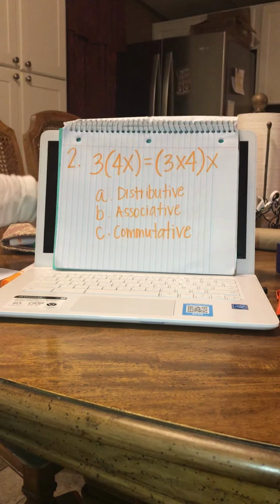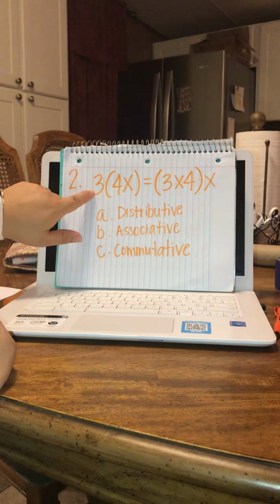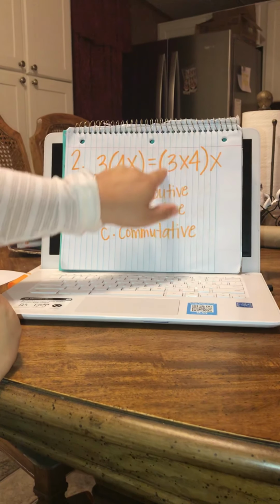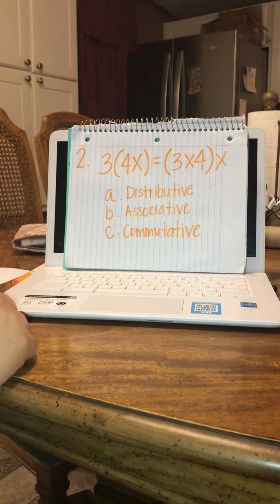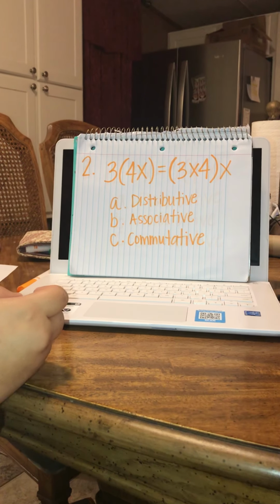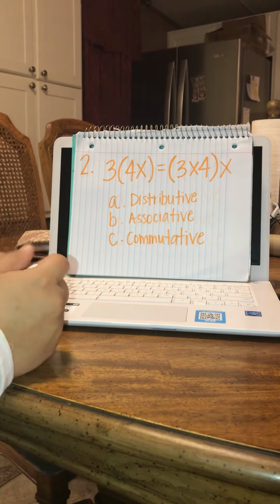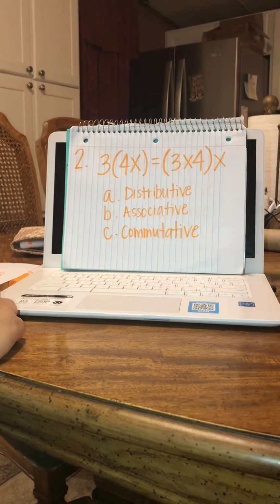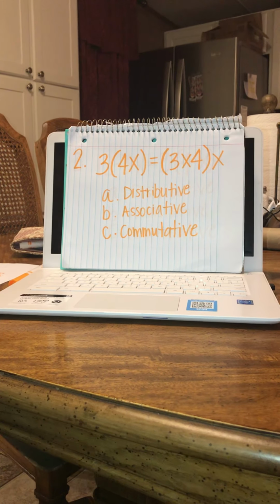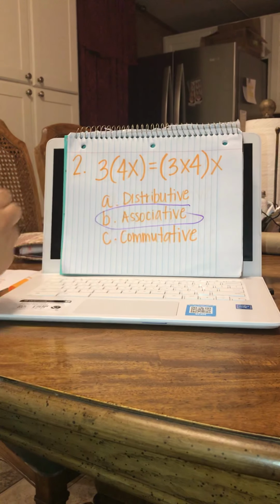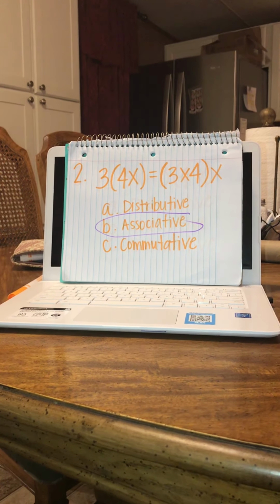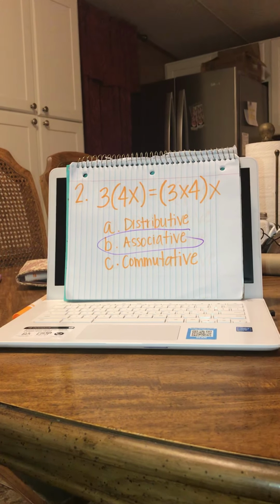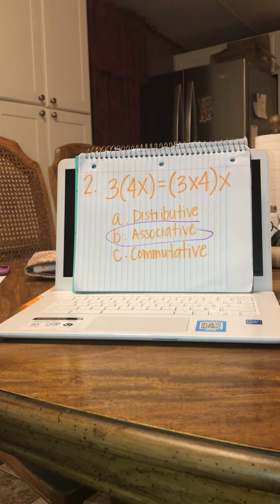Now, if we move on to question number 2, you have 3(4x) equals (3 times 4) with the x on the outside. We have the same properties that we can choose from, but as we think of this, this is going to be the associative property of multiplication. So we're going to go here with the associative property of multiplication. And as I said before, associative comes from the rule of grouping.